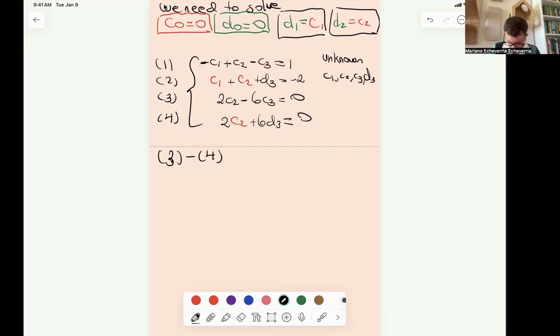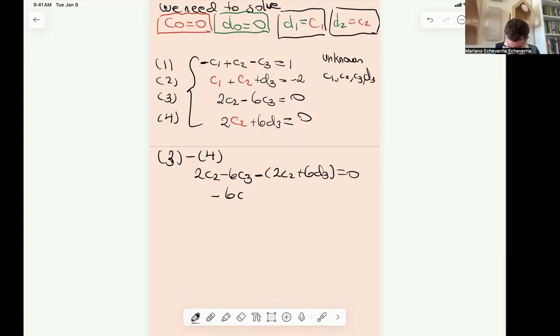So if you do 3 minus 4, you get 2C2 minus 6C3 minus 2C2 plus 6D3 equals 0. So the C2's cancel. That's why I wanted to subtract them. So you get minus 6C3 plus 6D3 equals 0. So what does that tell you? That tells you that D3 equals C3. Okay.